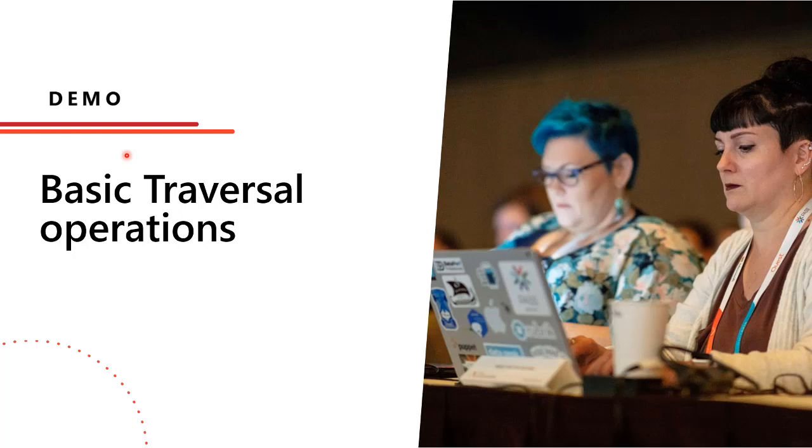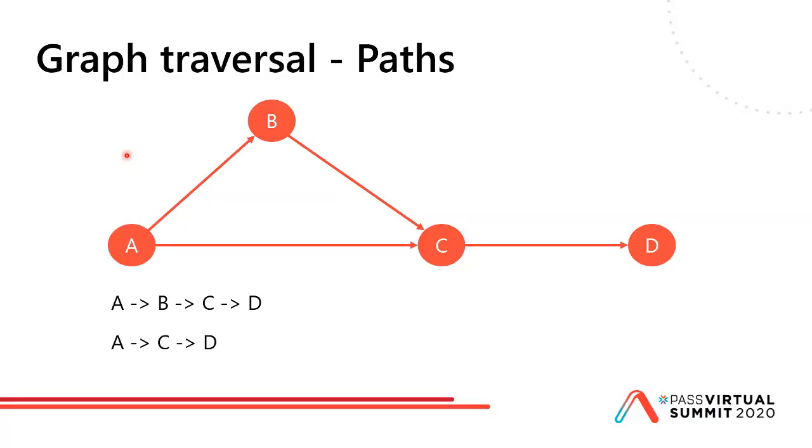Okay, so now that we understand some of the basic Gremlin commands, let's have a look at what traversals are within a graph. We're going to create a very simple graph, and graphs have paths. A path is the walk between one node and any other node. In this case, we have two paths. We can go from node A to B to C to D, or we can go from A to C to D. Those are the two paths that we have between A and D.